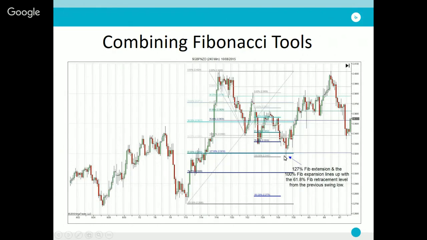And then we look to our expansion tool to give us the final confluence. So the expansion tool, remember, encompasses 3 measurement points. So we go from the high to the low to the retracement point, and then you can see that the 100% expansion level of that move lines up very nicely with the 61.8% level and the 127% extension. So this gives us clear confluence here, and you can see that price moved down into this point, hit the level, and then bounced and turned higher.